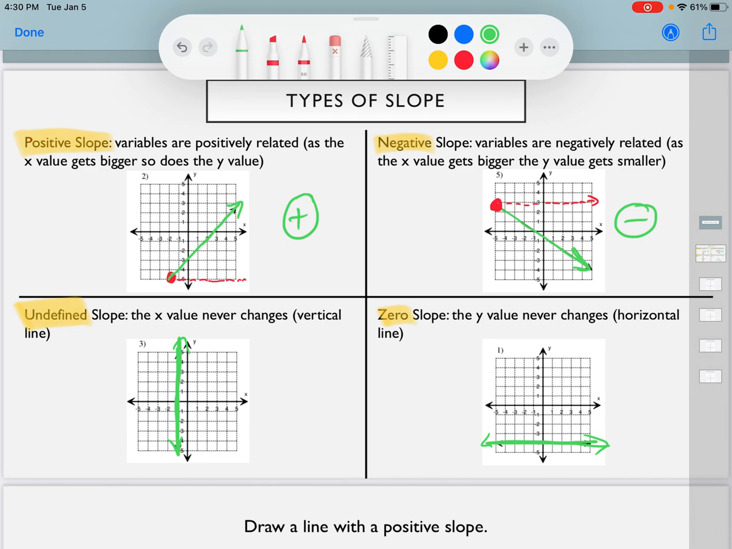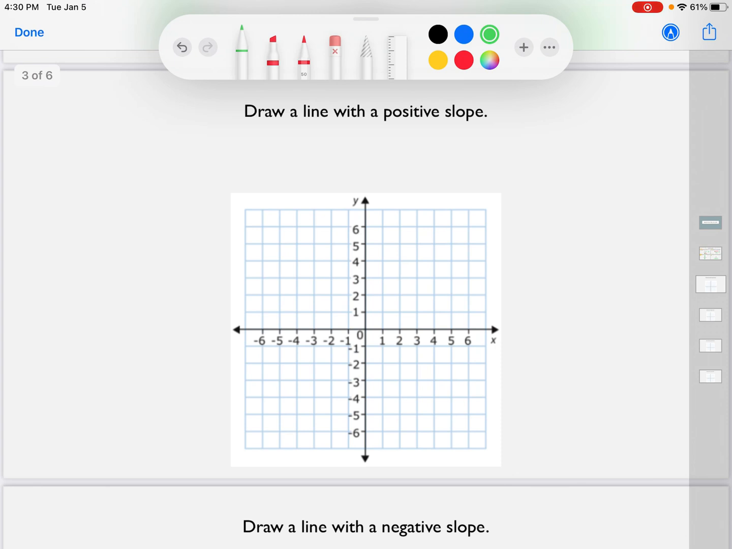And 90% of your problems are going to give you a line, and you're going to be asked to state whether the slope is positive, negative, undefined, or zero. 4 options. That might be multiple choice. Crazy concept. All right, so the other questions might ask you to draw a line with a positive slope.